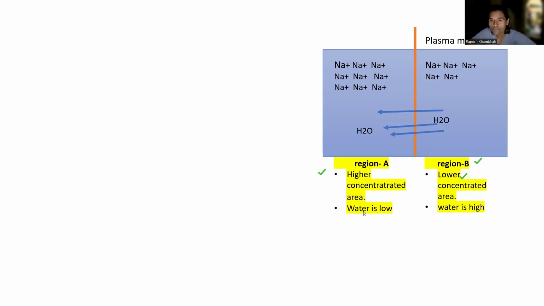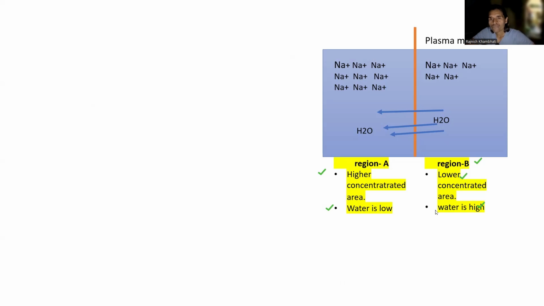Now one more point. Whenever concentration is higher, water is always low. So when there is a higher concentrated area, the water is low in concentration. And when there is a low concentrated area, water is always high. It's a reverse thing. Why? I will explain it.